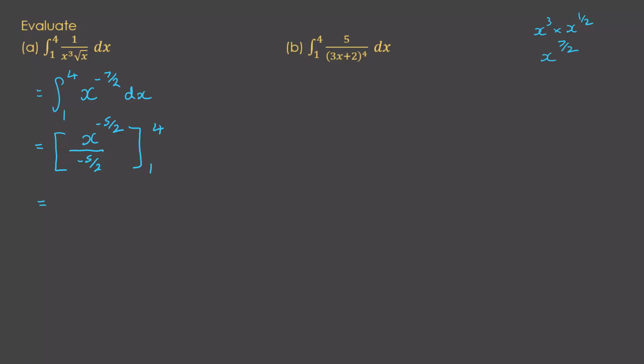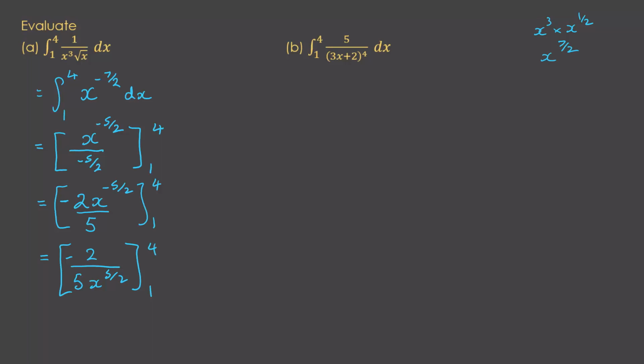Now, keep, flip, change. We're going to have 2x to the negative 5 over 2. Don't lose that negative there. Over 5. And then remember index law. So it's going to be negative 2 over 5x to the 5 over 2.